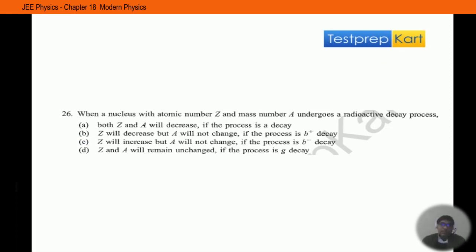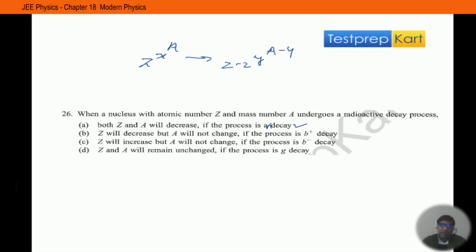Now let's see the next question. When a nucleus with atomic number Z and mass number A undergoes a radioactive decay process, so this is Z, X, A, it is going through a radioactive decay process. First, both Z and A will decrease if the process is alpha decay. In alpha decay, there is a reduction of 2 in atomic number and 4 in mass number. So option A is correct.